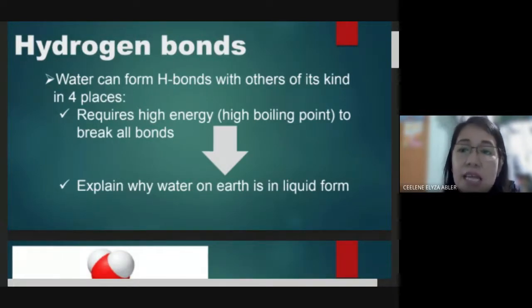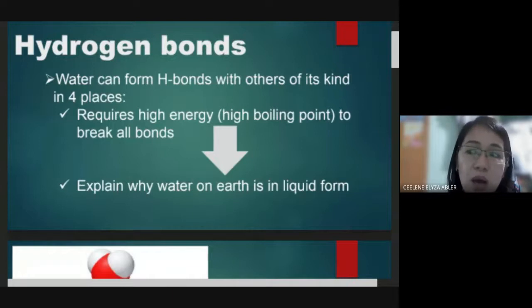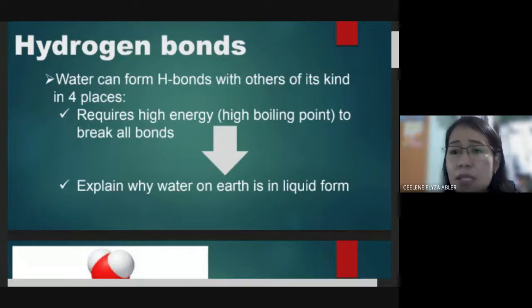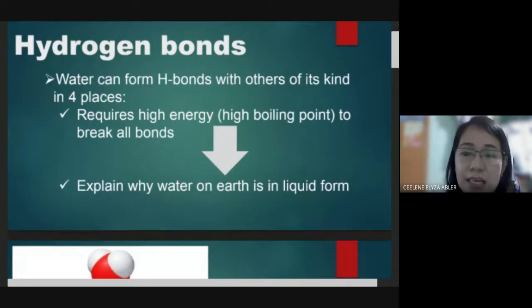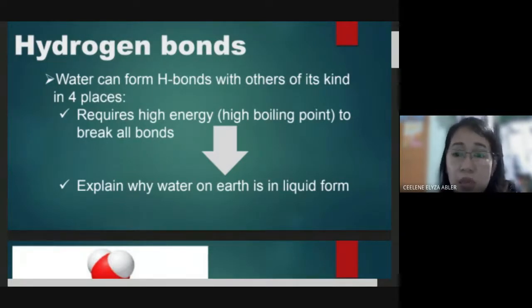So, kaya din liquid ang form ng water in the environment sa mga ecosystems natin. It's because water has a high boiling point. Hindi siya kaagad nag-evaporate. So, matagal siya mag-evaporate. So, medyo hindi din ganun kabilis ang rate of evaporation compared to the rate of condensation and precipitation.